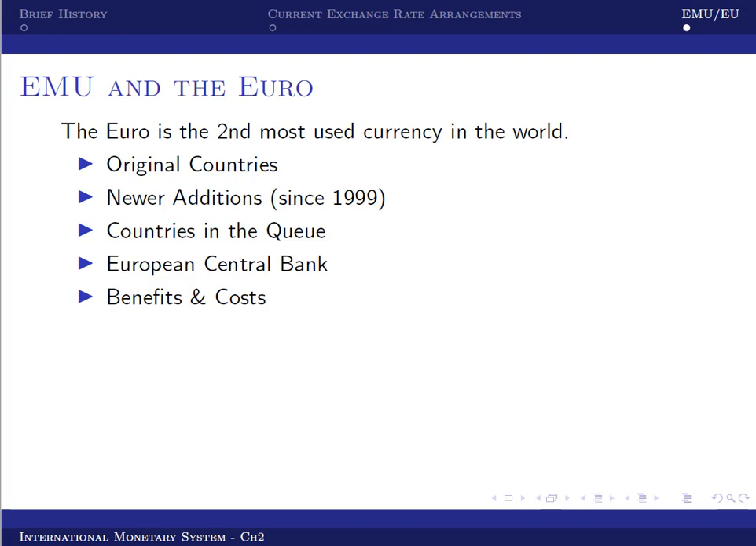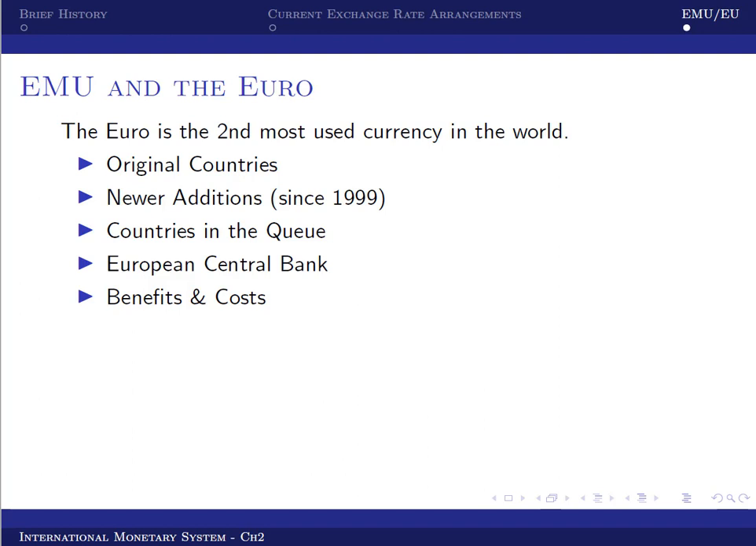There were promises made in order to join the EU. Greece famously hasn't really lived up to those, and that's caused a number of problems within the EU. There are countries in the queue, countries waiting to get into the EU, and they need to meet certain conditions to get in. Some examples of countries in that queue are Bulgaria, Croatia, the Czech Republic, Hungary, Poland, Romania, and Sweden. The European Central Bank is out of Brussels. They're the ones that control the monetary policy for this currency union.